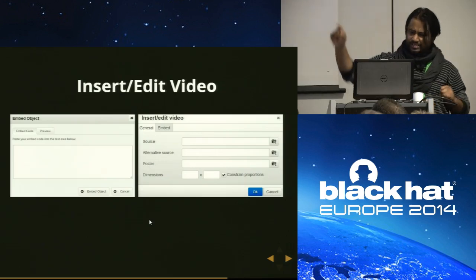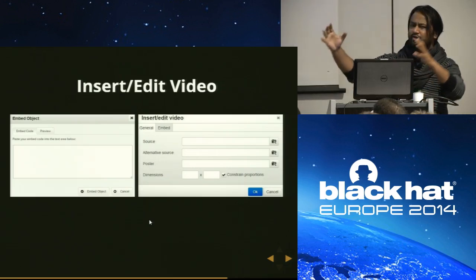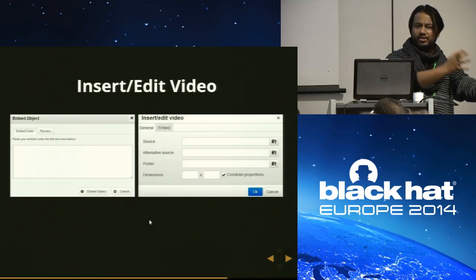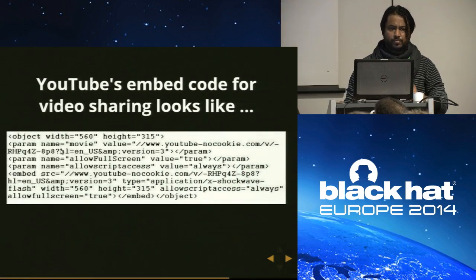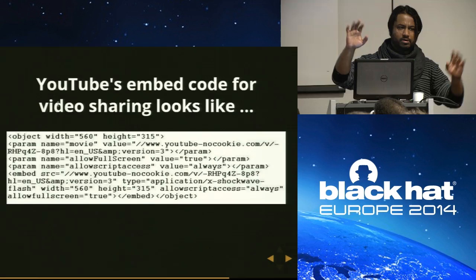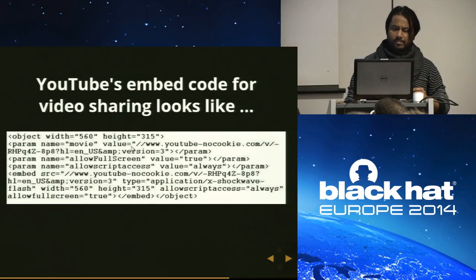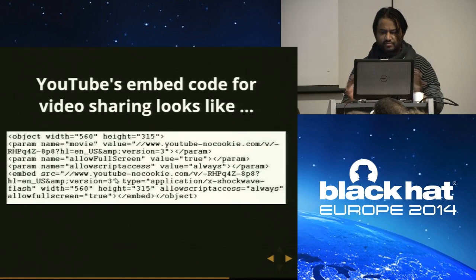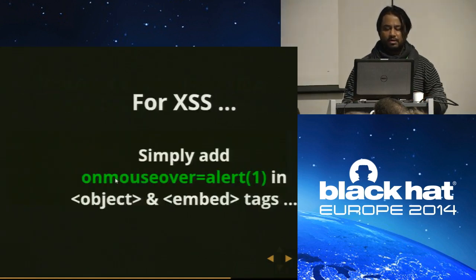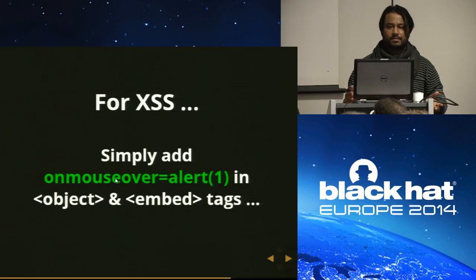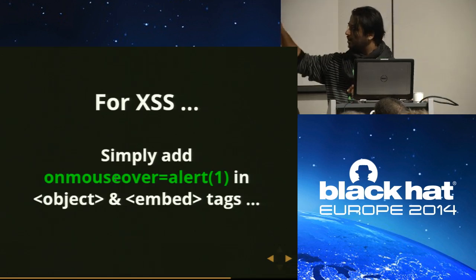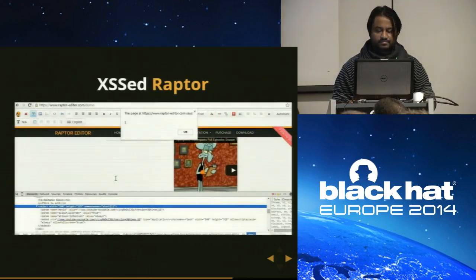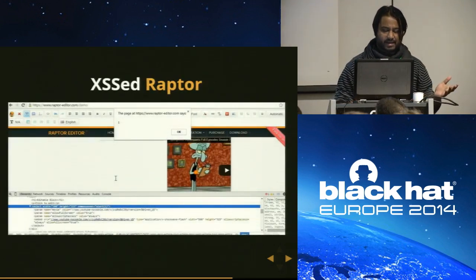If they allow you to insert and edit video, either you can embed a video, embed video code, or you can give a YouTube URL. This is the YouTube code. If you go to any YouTube video and go to share, you can borrow this code that YouTube provides for every video. Take the same legit code that YouTube provides, and just add onmouseover in the object and embed tag. With the help of this technique, I XSSed the Raptor WYSIWYG editor.